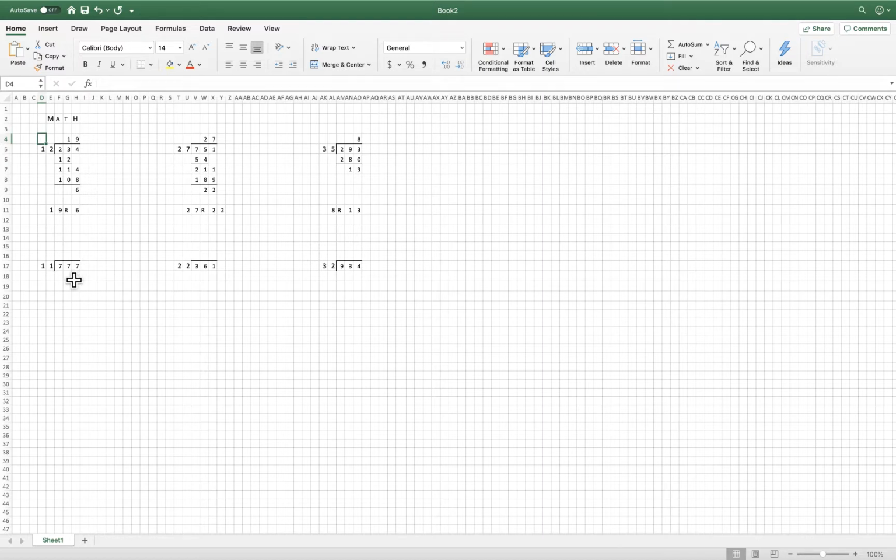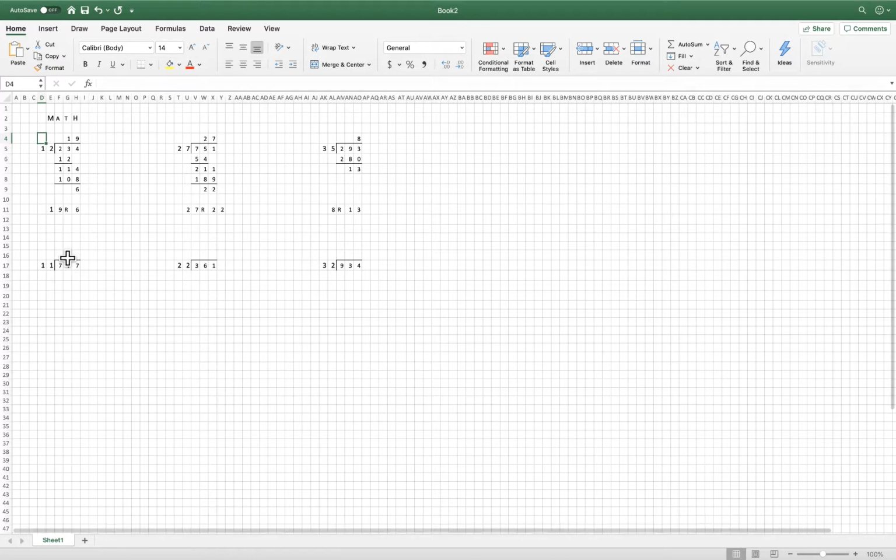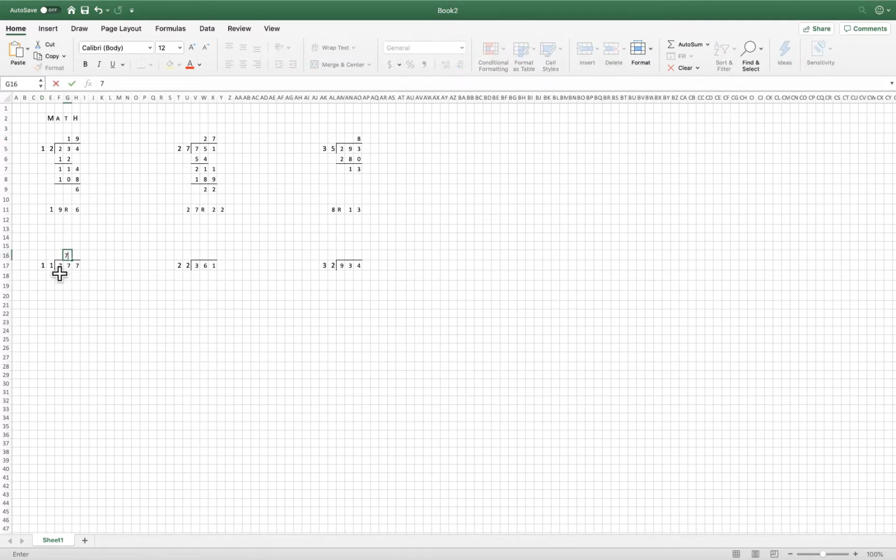11 into 77. 11 goes into 77 how many times? Exactly 7. So 7 times 11 is what? 77. 77 minus 77 is exactly 0. Carry down the 7 anyway. And what do we get? The answer is 7, remainder 7. Cool, man.